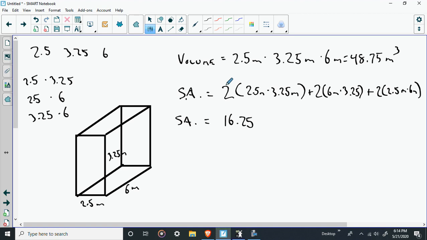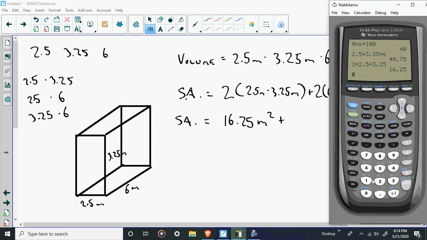16.25. Again, this is just a number too, right? Meters times meters is going to be meters squared, right? There's no meters attached to that too. That's just the left side and the right side. 2 times 6 times 3.25. Well, I know 2 times 6 is 12. So let's do 12 times 3.25.